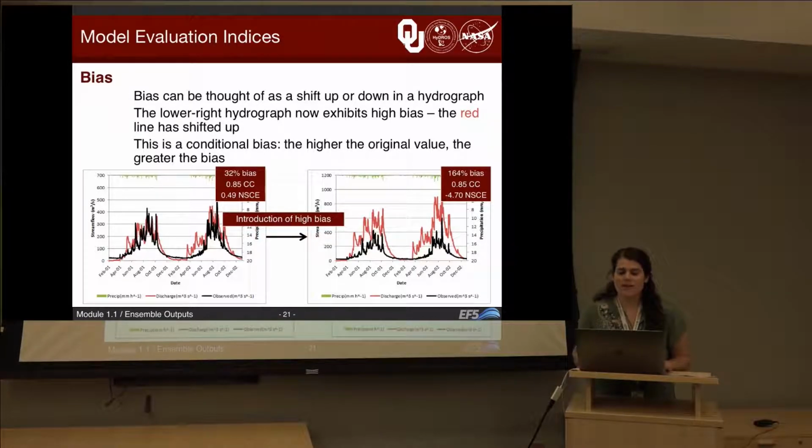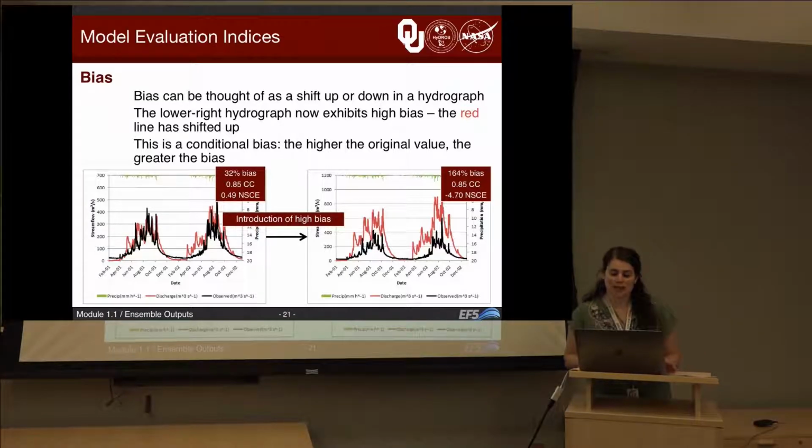Bias can be thought of as a shift up or down in a hydrograph. The lower right hydrograph now exhibits high bias. The red line has shifted up. So we have the original hydrograph on the left-hand side, and we introduced bias to it. That means we multiplied the discharge values by a number, and all of the values went larger. So we went from a 32% bias to 164% bias. So it can be thought of as a shift up in the hydrograph.